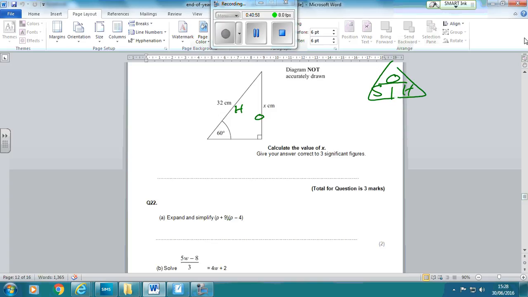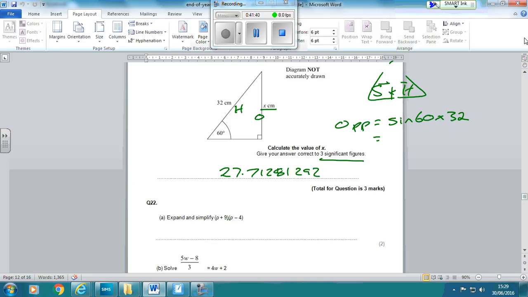So what we've got to do is work out what the opposite is, because this is the side that we're looking for. So we cover up the O, and we end up with O is S times H. So write down that the opposite equals S, which is sin of the angle, times H, which is the hypotenuse, which is 32. And that's it. So you do sin 60 times 32, and you end up getting 27.71281292.